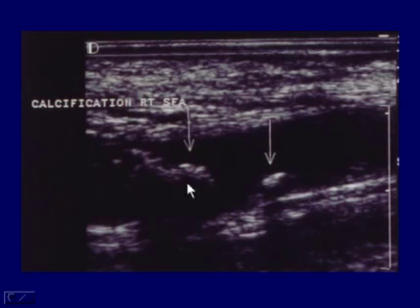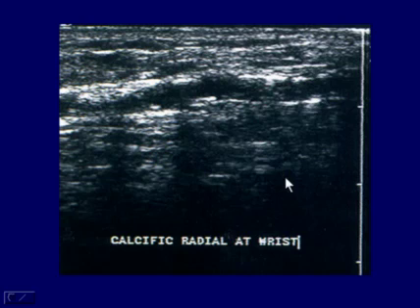Calcification, again, will produce the acoustic shadow behind it. Sometimes you see very fibrotic plaque, which will look bright white, but typically calcification will give you the shadow behind it. Here's a radial artery, which is showing some intermittent brightness in the vessel wall, maybe a little bit of acoustic shadow here and there.